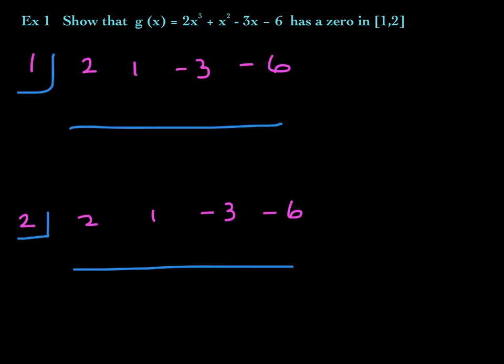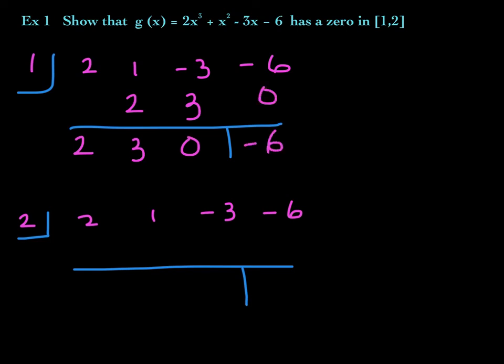The remainder, we know by the remainder theorem, will be the same thing as g of 1 and will be the same thing as g of 2. All right, so here we go. So this and this, these are the endpoints of the interval. Bring down the 2. 1 times 2 is 2. 1 plus 2 is 3. 1 times 3 is 3. This is 0, 0, negative 6.